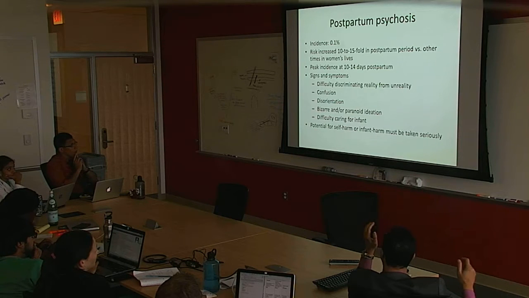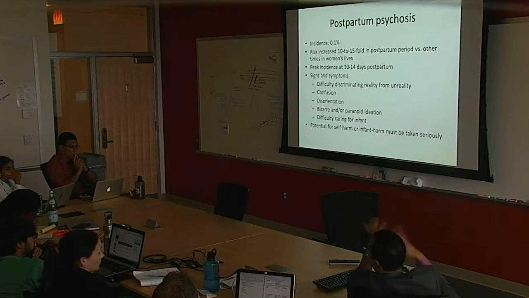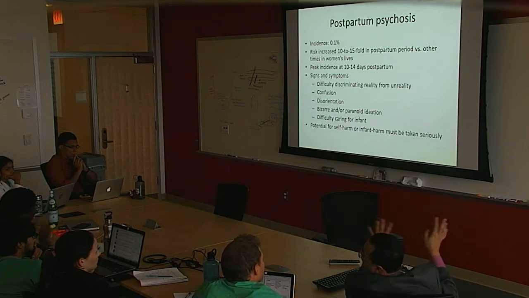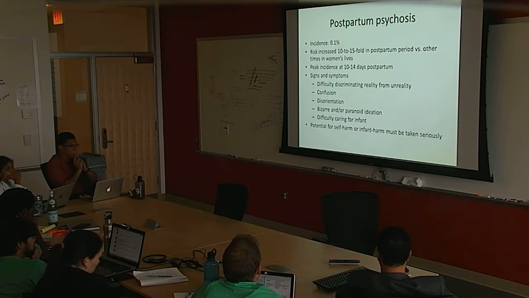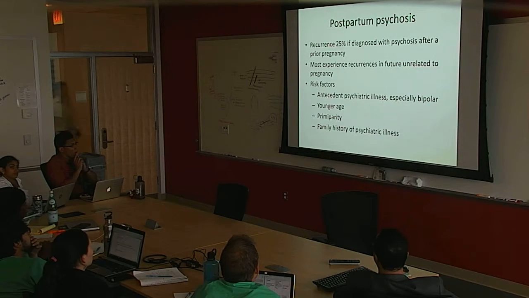She's confused, disoriented, with bizarre or paranoid ideations, difficulty caring for the infant, and potential for self-harm or infant harm. Those are the cases where you see someone who has burned her child, or thrown herself from the balcony. When you see those things, that's postpartum psychosis. Recurrence is 25% if diagnosed with psychosis after a prior pregnancy. Most experience recurrence in the future unrelated to pregnancies.